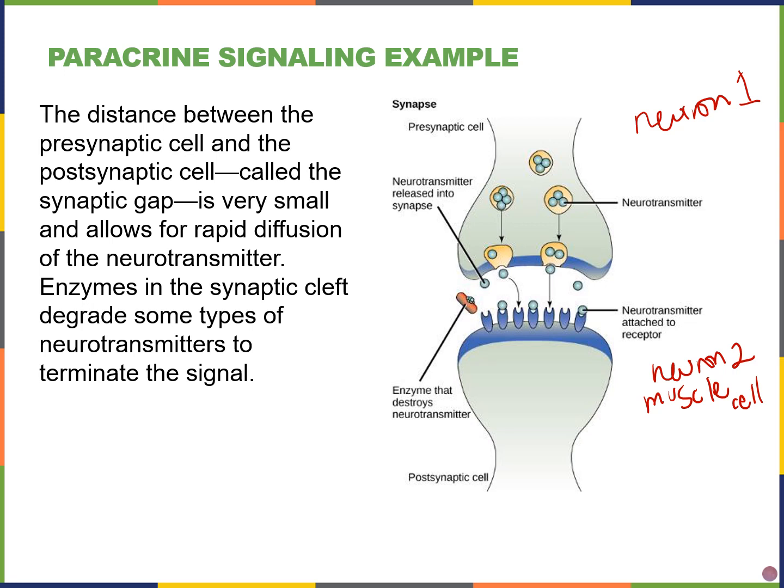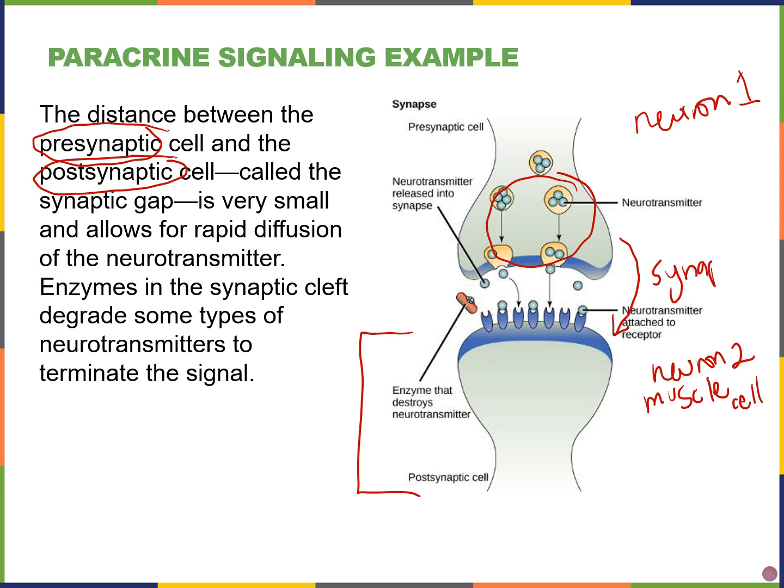The neuron or the cell that is releasing the signaling molecules is called the presynaptic cell in this case. And the neuron or cell or muscle that's receiving the signal is called the postsynaptic cell. And the signal, once it's transmitted from the presynaptic to the postsynaptic cell, that signaling process is called a synapse. And that's why these are called pre- or postsynaptic cells.